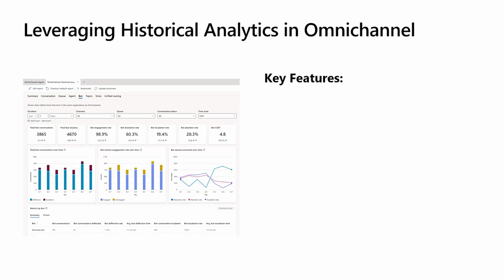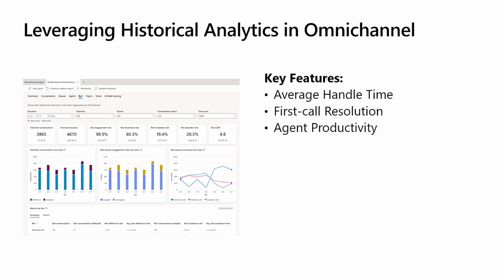When we are talking about the key KPIs that come out of the box, let's start with the average handling time. This metric helps you understand the efficiency of your call center handling processes by measuring the average time agents take to handle an interaction from start to finish. Then the first call resolution. This KPI measures the effectiveness of resolving customer issues on the first contact.